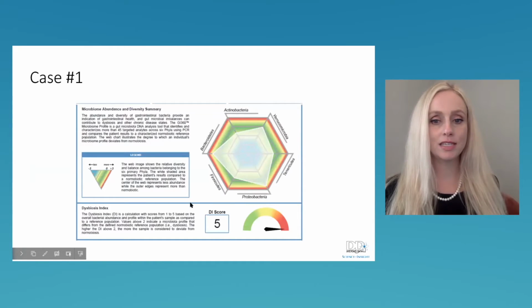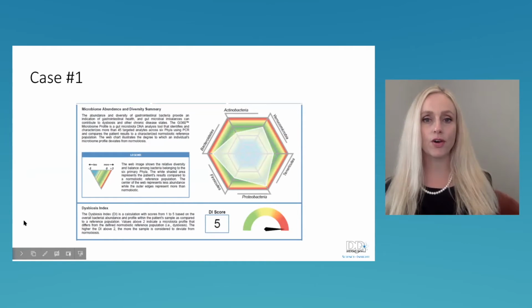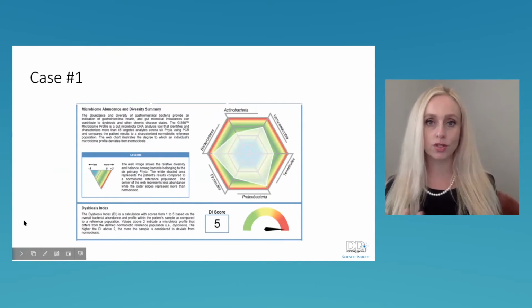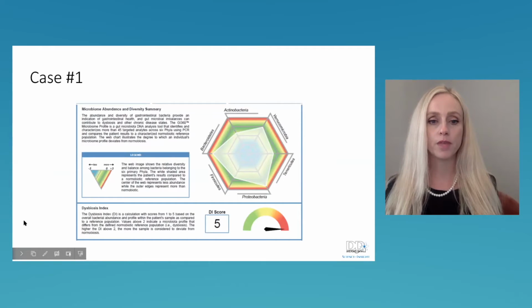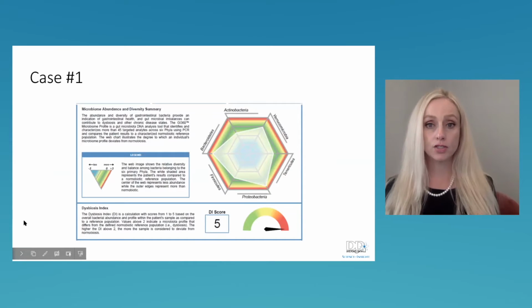So here we see this patient's GI360. Here's where we get to take a look under the hood and see what's happening with regards to the gastrointestinal microbiome. So let's walk through the setup. This is the first page of the report here. And like Dr. Quig had explained, this first portion here is going to be a web. And the web is an individualized representation of your patient's microbiome superimposed on the normobiotic reference range.